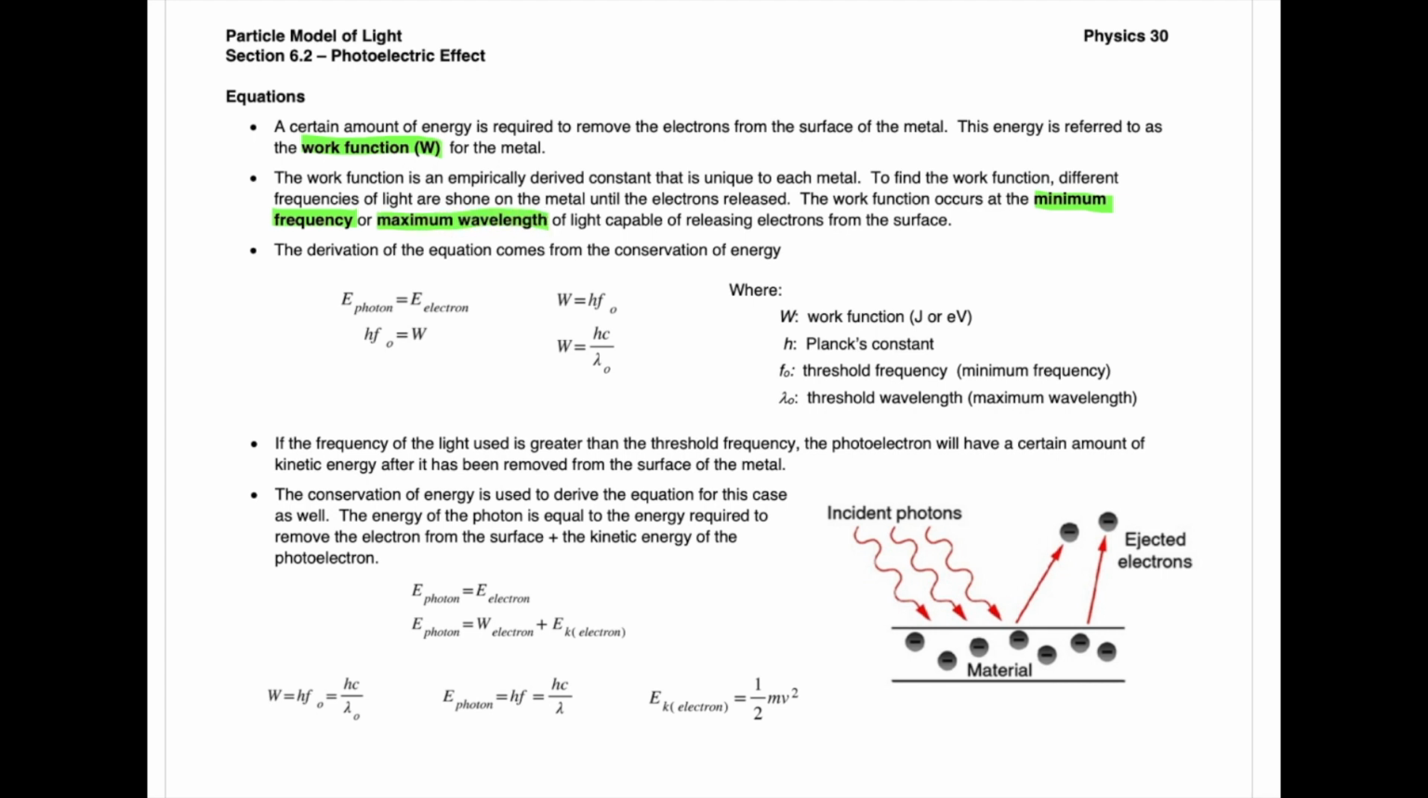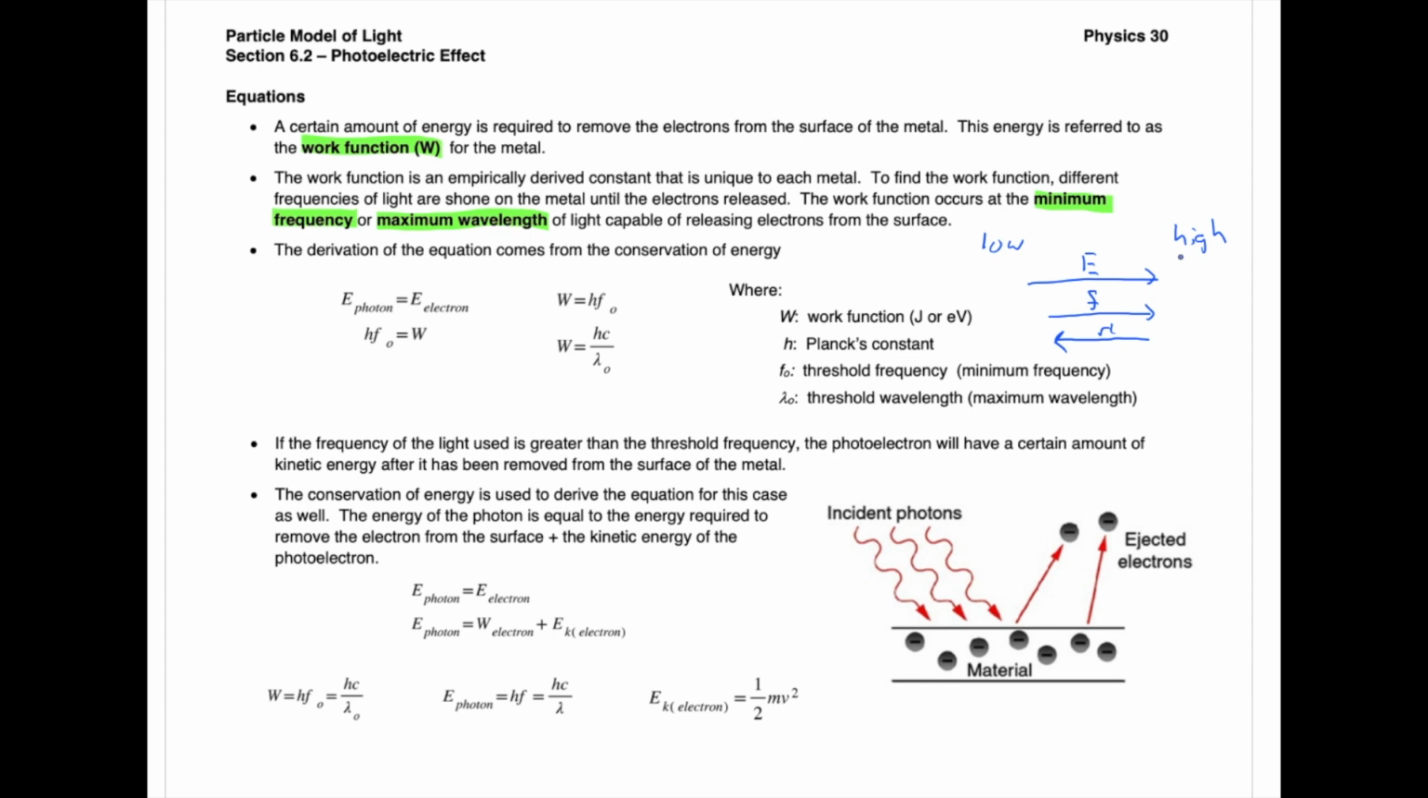And that's just because ultimately it is the energy that we're looking for. And so we're looking for a minimum energy of light that's required then to remove those electrons. That minimum energy is going to occur at a minimum frequency because frequency increases with energy, but it occurs at a maximum wavelength because wavelength decreases then with increasing energy. And so just remember that in terms of the energy, the frequency and the wavelength do have different trends.